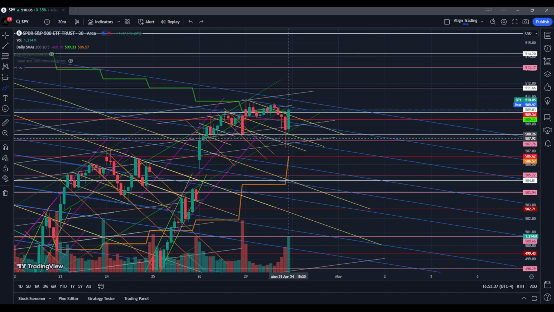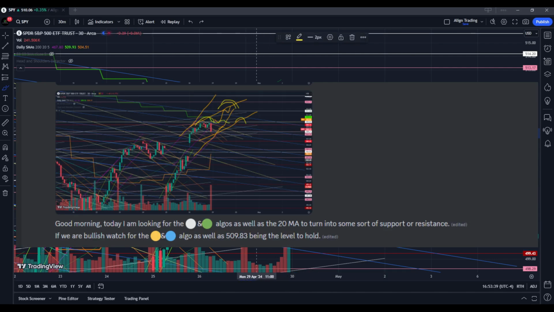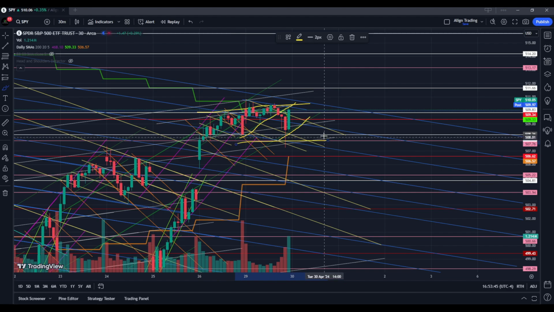Also, what has to be paid attention to is this green algorithm right here and the white algorithm, because we can possibly still move higher within it before we form some sort of head and shoulders off of this 20-day, if we want to do that, completing a larger inverse cup before we go down like that.